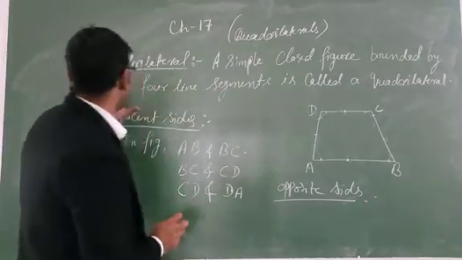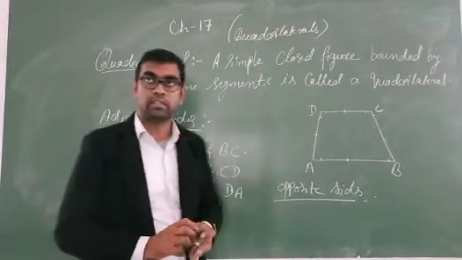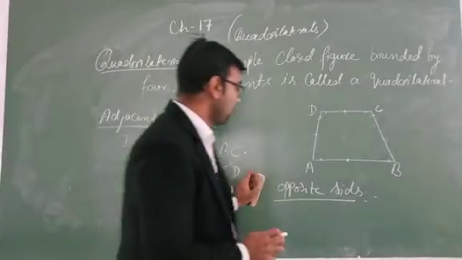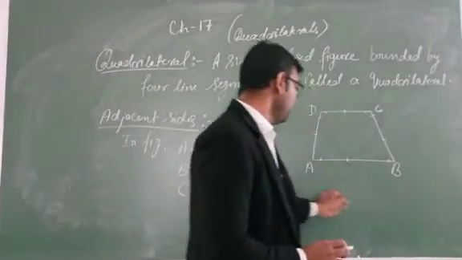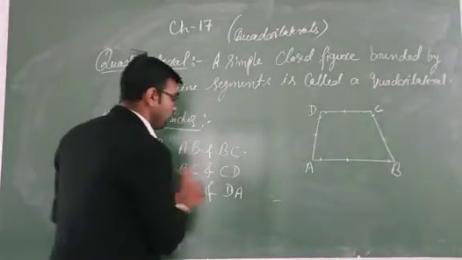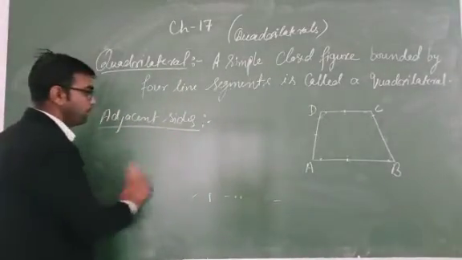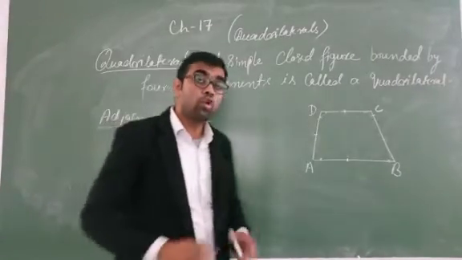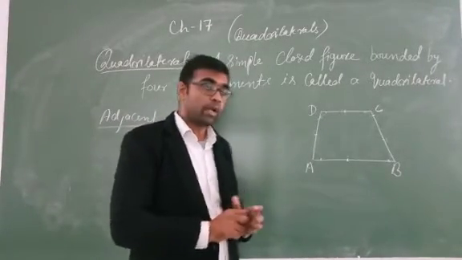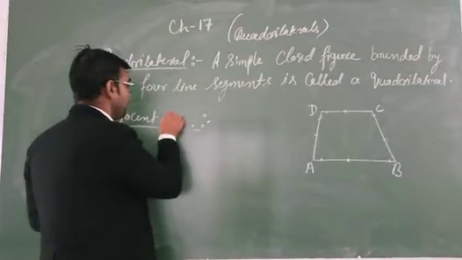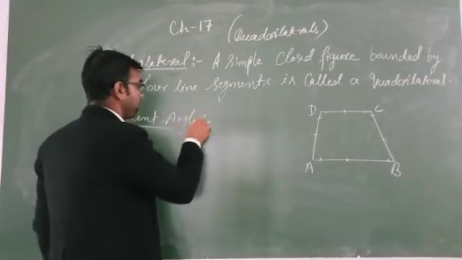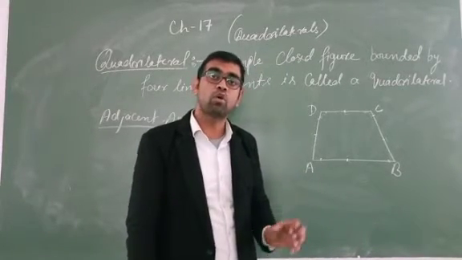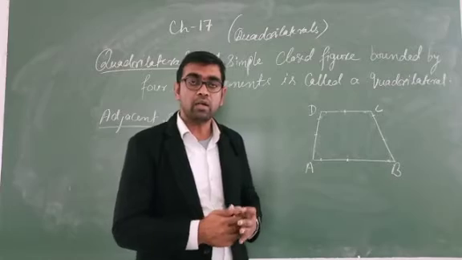Quadrilateral adjacent and opposite sides are done. Next property: adjacent angles and opposite angles. An angle is said to be an adjacent angle if it has a common line segment. Two angles are said to be adjacent angles if they have a common line segment, a common side you can say.